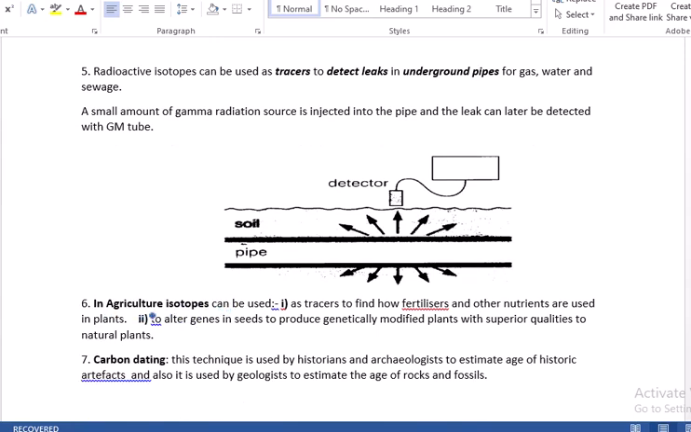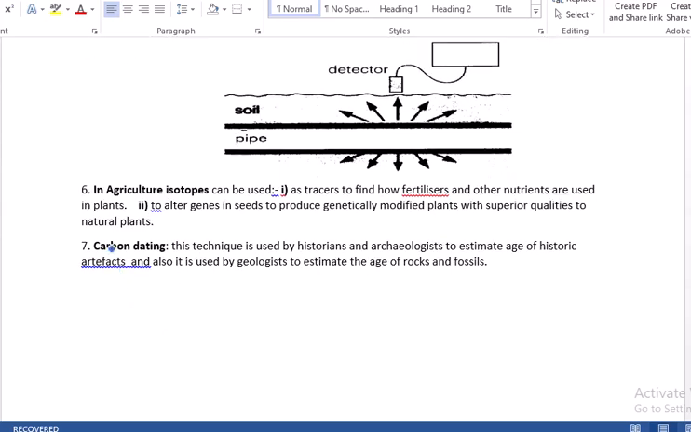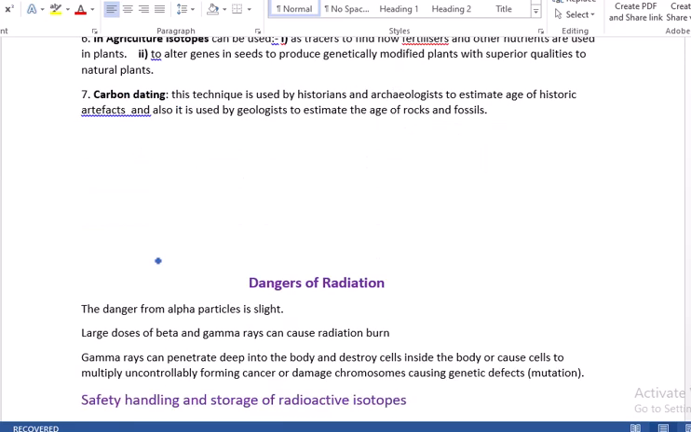In agriculture, isotopes can be used as tracers to find how fertilizers and other nutrients are used in plants. Yes, and then we also have carbon dating. Carbon dating is just to mention it.